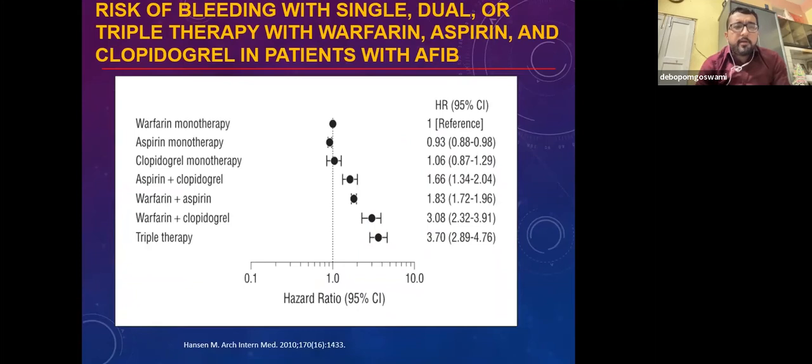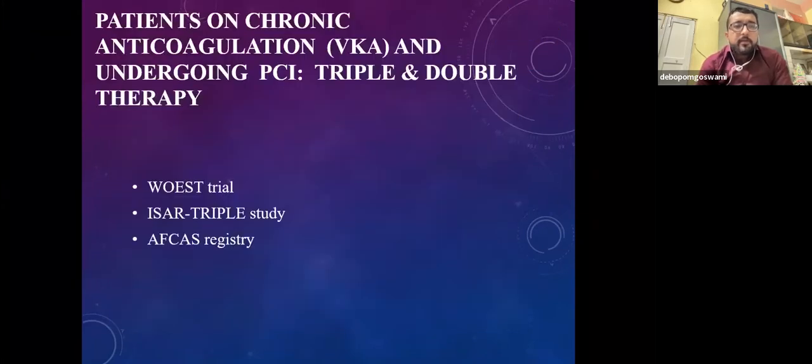This slide shows the same data of the risk of bleeding with single, dual, or triple therapy. Next slide. Now coming to the existing trials that we have now. For patients on chronic anticoagulation and undergoing PCI, comparing triple and double therapy, an important trial of this was the WOEST trial. Next slide.